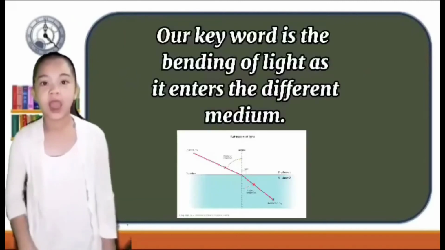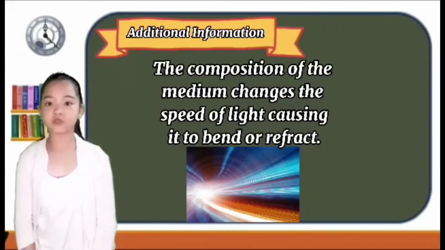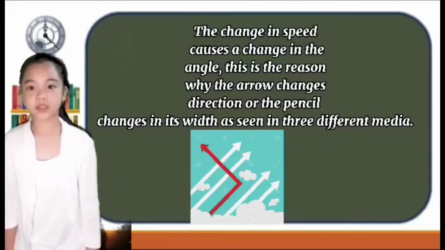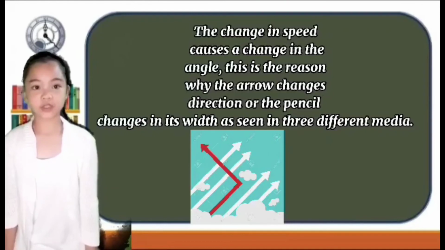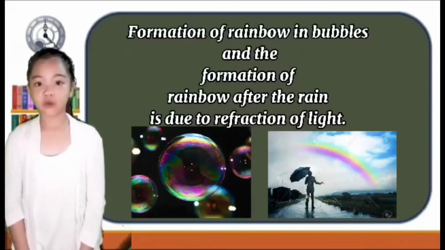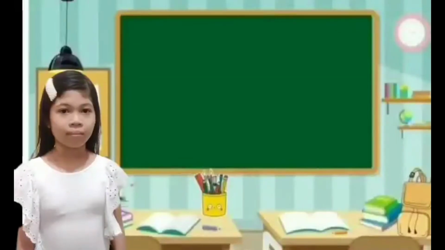For refraction, our keyword is the bending of light as it enters a different medium. Additional information: the composition of medium changes the speed of light, causing it to bend or refract. The change in speed causes a change in the angle. This is the reason why the arrow changes in direction or the pencil changes in its width as seen in 3 different media. Formation of rainbow in bubbles and the formation of rainbow after the rain is due to refraction of light.